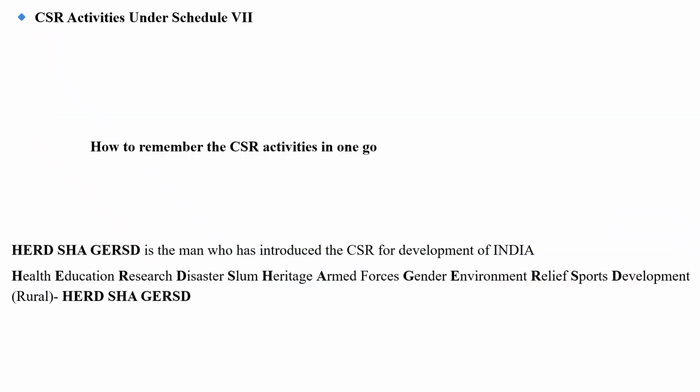How do we remember the CSR activities in one go? I designed an artificial name, that is Horsa Jersad. Jersad is the man who introduced CSR for the development of India. So you remember the sentence so that you can remember the 12 activities as per Schedule 7 of the Companies Act 2013.